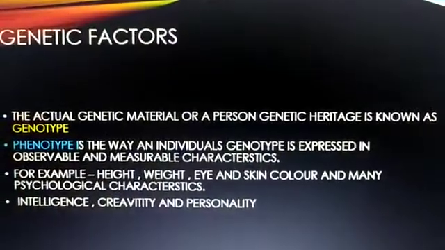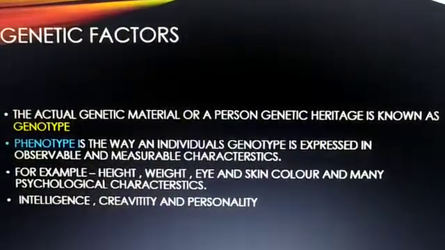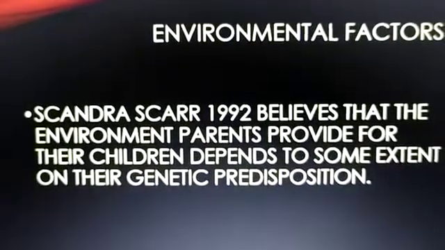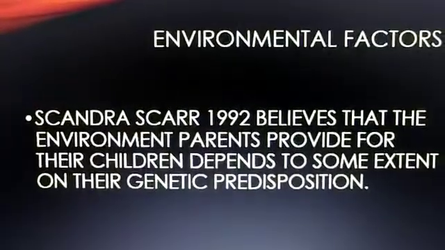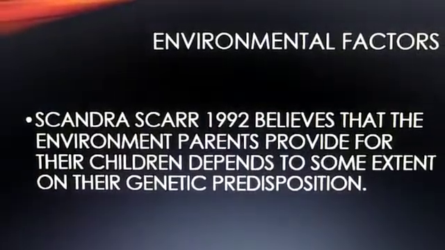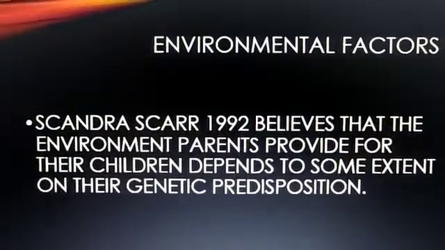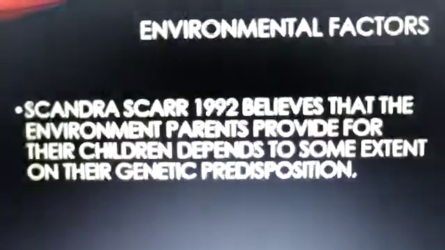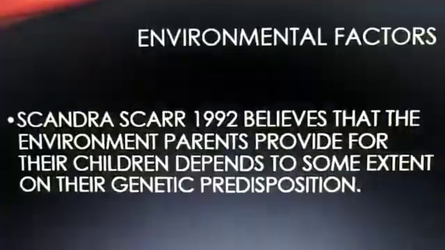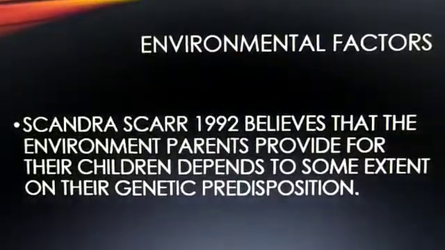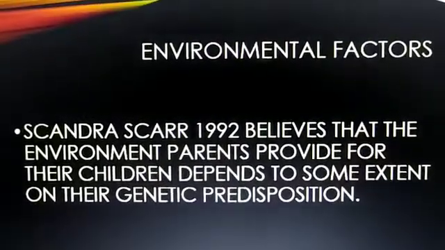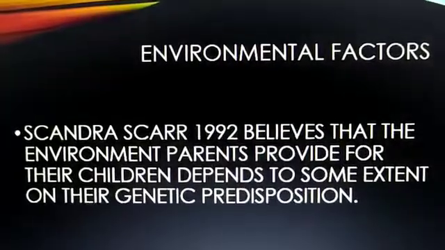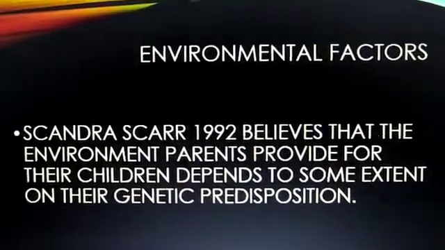On the other hand, if we talk about the environmental factors, Scarr in 1992 believes that the environment parents provide for the children depends to some extent on their genetic predisposition. So children, this can be understood by a simple example. If parents are intelligent and are good readers, they would provide their children with books to read, and likely the outcome would be that the children become good readers.